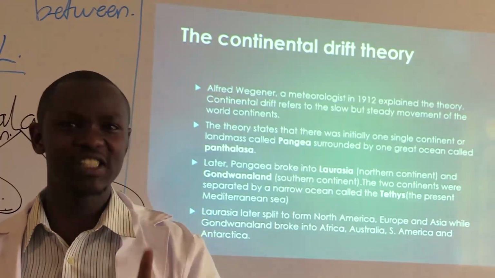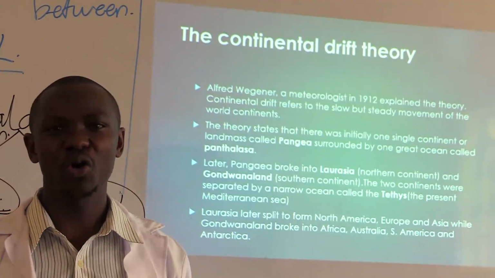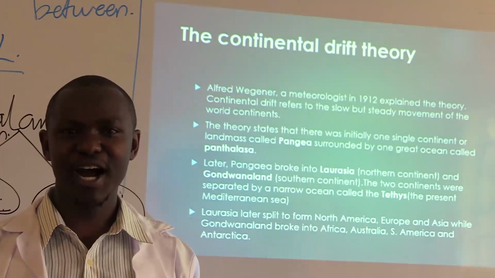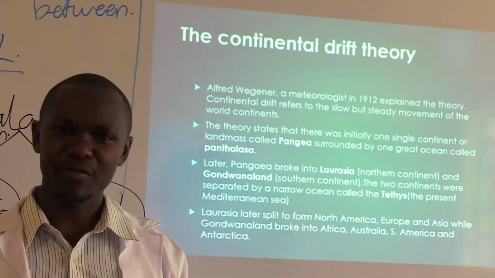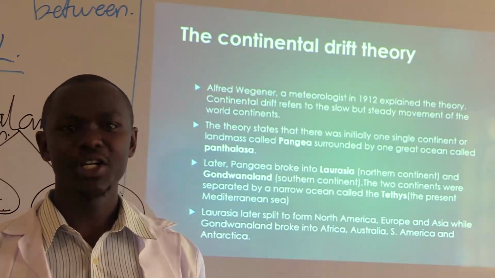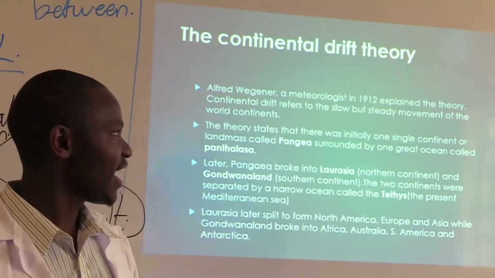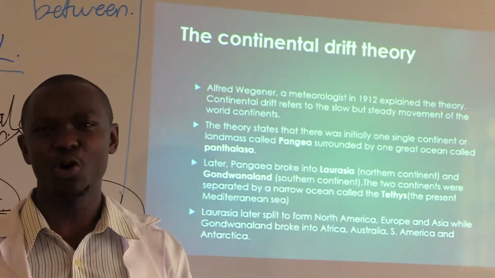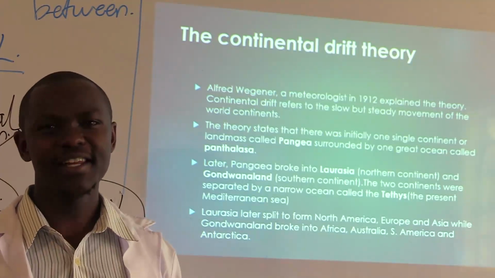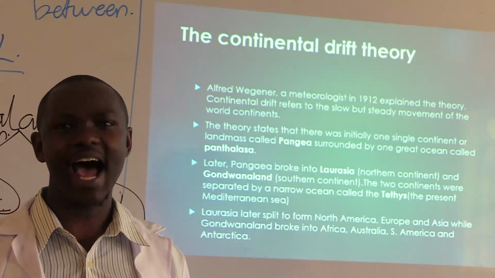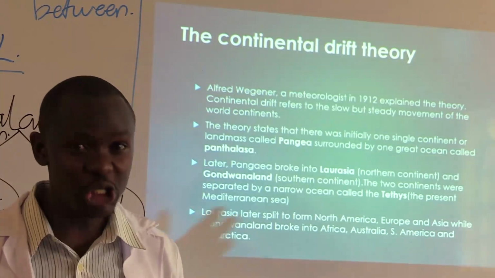one large continent. And we all know the continents that we have on our globe or planet Earth. We have Africa, we have North America, we have South America, we have Europe, we have Asia, and we have Australia. Those are the major continents that we have. And now, according to this continental drift theory, Alfred Wegener said that the Earth's crusts are in a slow but steady movement continuously.